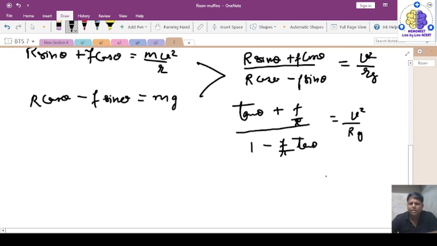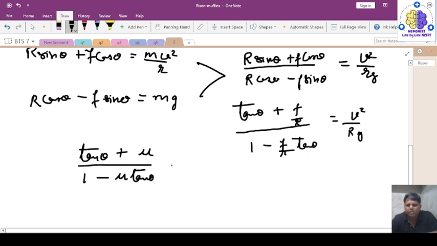So this will be equal to tan theta plus f by r, which is nothing but mu, so (mu plus tan theta) upon 1 minus mu tan theta is equal to v square upon rg.